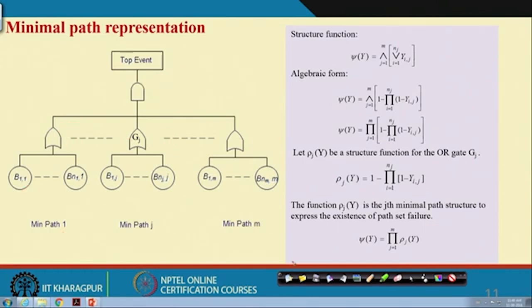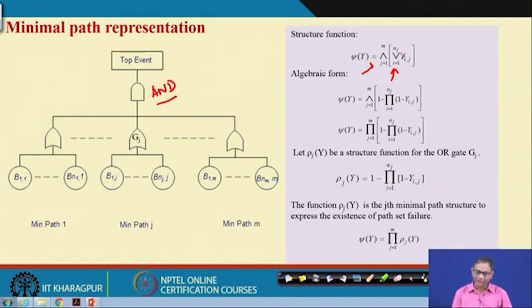Okay. So, with this we have to develop the structure function, but the structure function looks into the gate. What gate? This is my AND gate. So, in my structure function the first part is an intersection. This is an OR gate, so the second part is a union. So, union i equal to 1 to n_j, y_ij is the indicator variable, and this is an AND gate, intersection, over how many path sets? M path sets, j equal to 1 to m. So, this is my structure function. This one can be written like this. Now, the algebraic form of this is 1 minus this. And finally, for this one, if we decompose further, the algebraic form will be this. So, this is the final algebraic form.